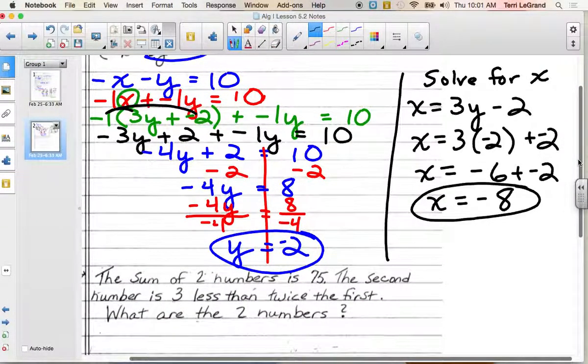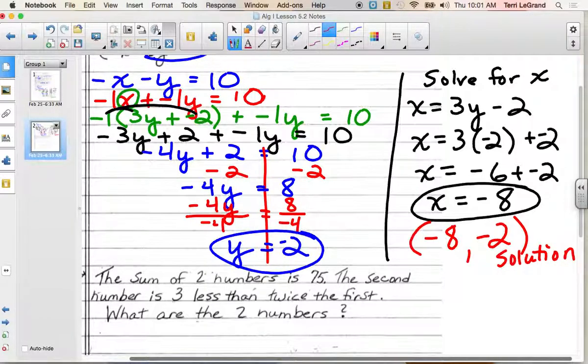So what's our ordered pair solution? Negative 8, negative 2. Negative 8 comes first in the ordered pair. Negative 2 comes second. Here is our solution. These two lines would intersect on the graph at negative 8, negative 2.